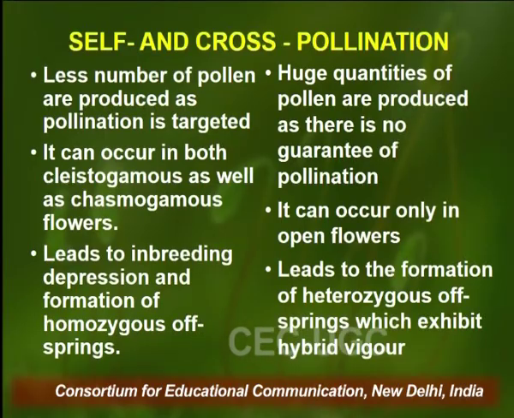Self-pollination can occur in both cleistogamous as well as chasmogamous flowers. On the contrary, cross-pollination can never occur in cleistogamous flowers. Flowers have to open, and only then can pollination take place. Self-pollination leads to inbreeding depression and formation of homozygous offsprings. Cross pollination, on the other hand, leads to formation of heterozygous offsprings which exhibit hybrid vigor.